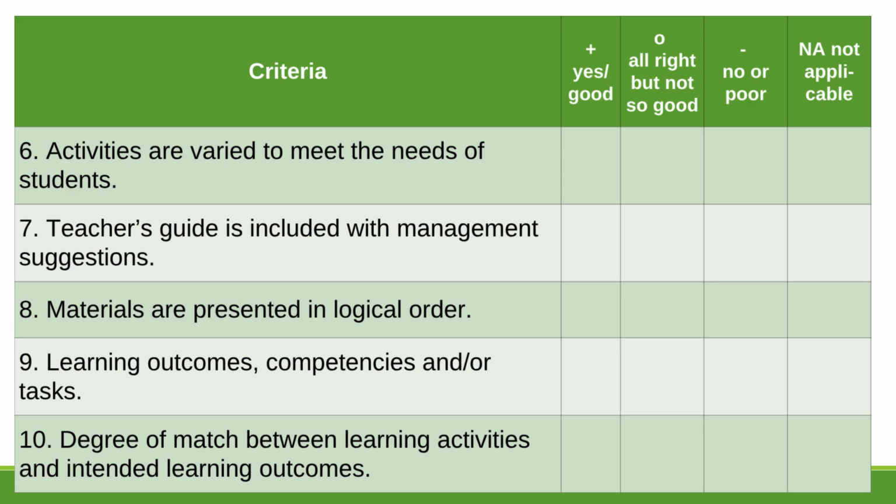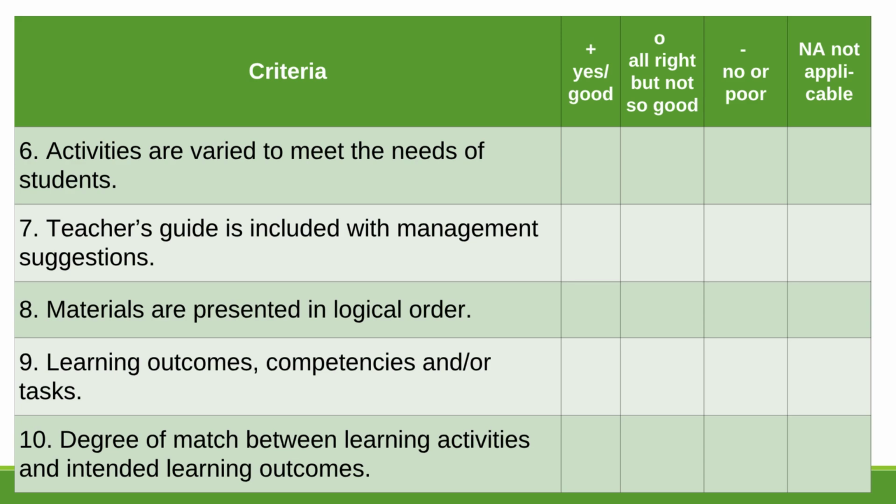7. Teacher's guide is included with management suggestions. Example. Does the material come with a TG that provides sample lesson plans or classroom management tips? 8. Materials are presented in logical order. Example, are lessons sequenced from basic to complex? Do concepts build on one another? 9. Learning outcomes, competencies, and/or tasks are measurable. Example, are outcomes like explain how photosynthesis works measurable, or vague like understand the plant world not measurable?